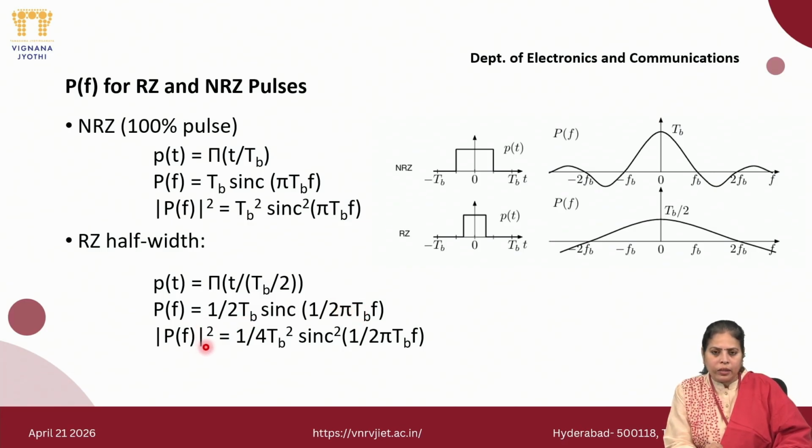Because we are interested in the magnitude squared function, we can compute it, and this is how the return to zero pulse looks in the time domain. And in the Fourier domain, you can see that it occupies double the bandwidth required by the non-return to zero pulse. So the difference is clearly evident. Non-return to zero requires less bandwidth as compared to the return to zero pulse, which requires double the bandwidth.